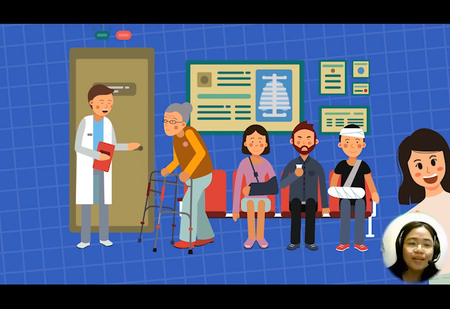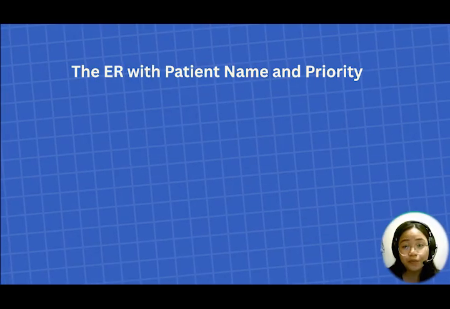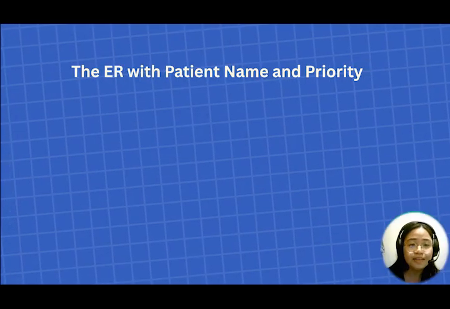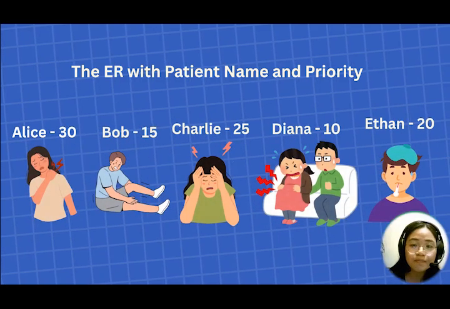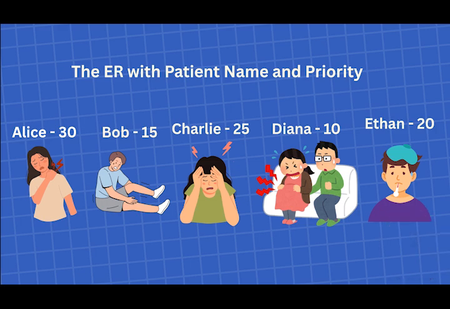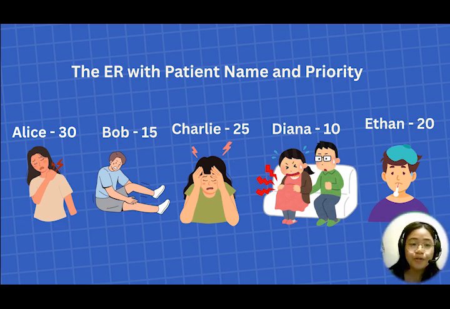So let's walk through a live example with 5 patients entering in the following order, with their priority levels, where lower is more critical. The patient name Alice with a priority number of 30, Bob with a priority of 15, Charlie with a priority of 25, Diana with a priority of 10, and lastly Ethan with a priority of 20. And we'll insert them one by one into a red-black tree.